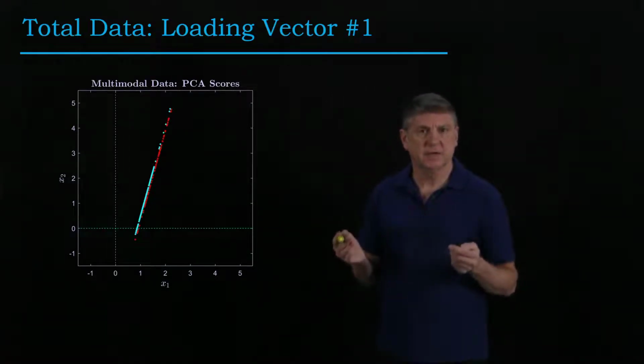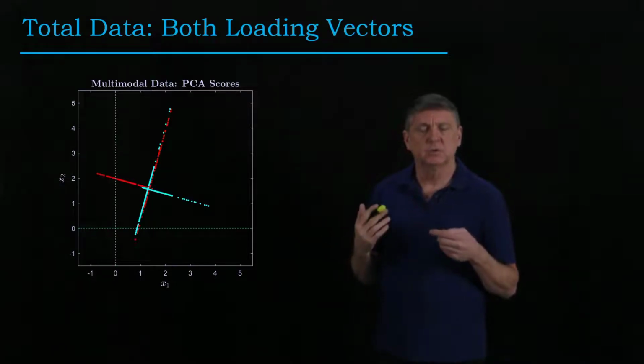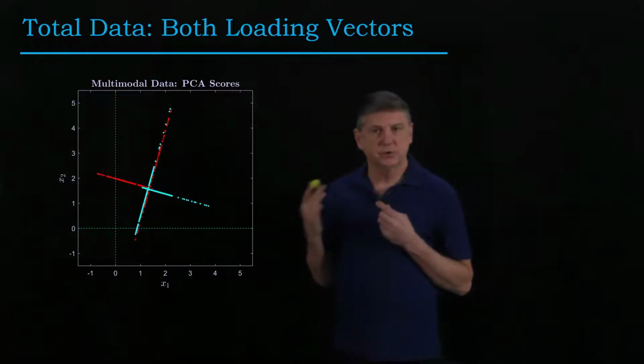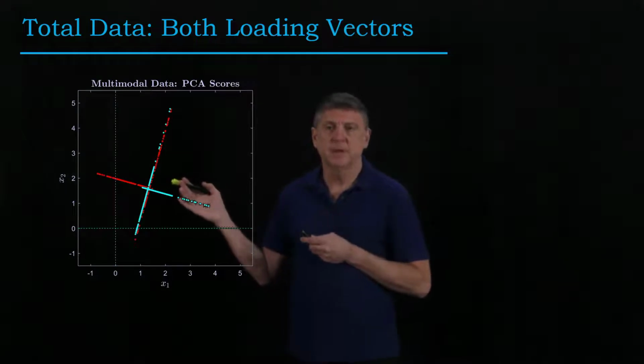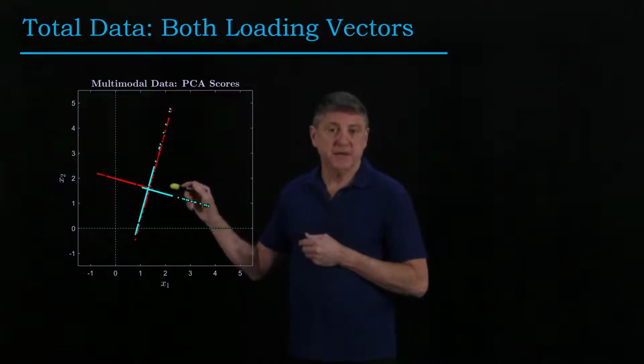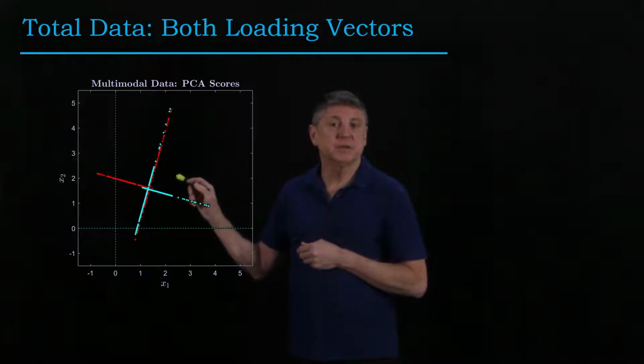Well, what do the data look like on the second loading axis? This second loading axis is curious because for our data set, it looks as though it's doing a better job of distinguishing the labels.